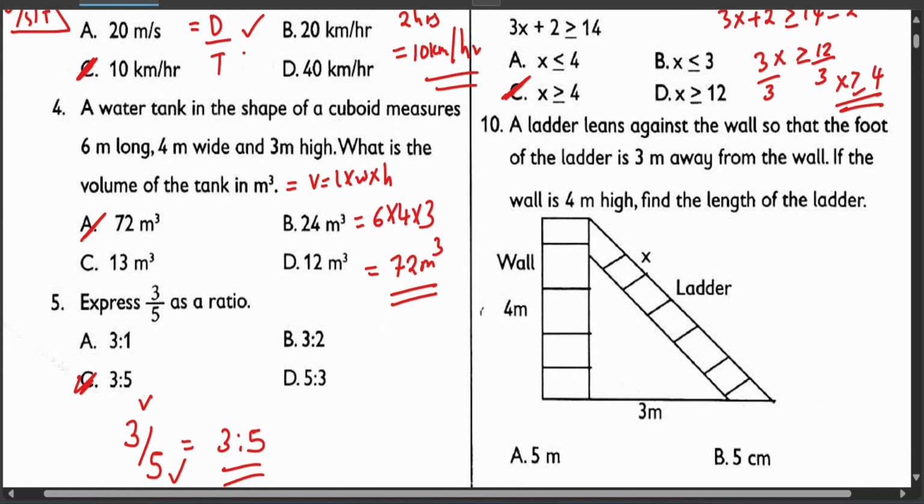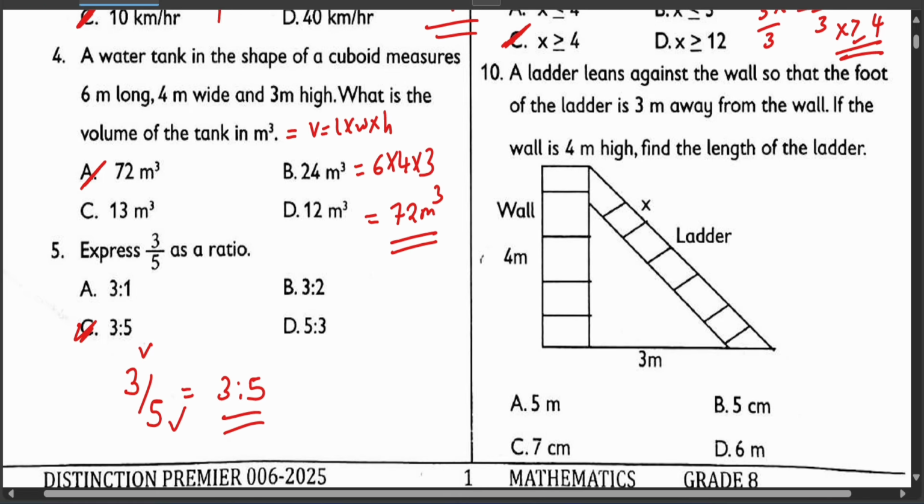Question 10. A ladder leans against the wall so that the foot of the ladder is 3 meters away from the wall. If the wall is 4 meters high, find the length of the ladder. So this one is 3 meters, this one is 4 meters. So it's basically the Pythagoras theorem 3, 4, 5, which is your x is 5.